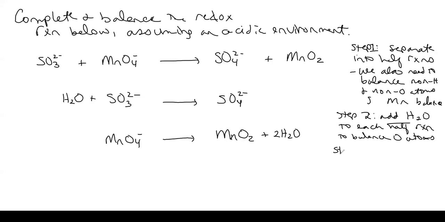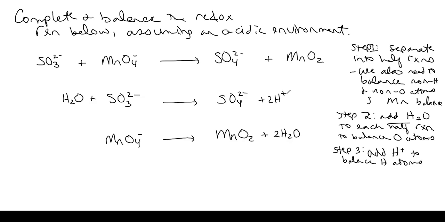So now step 3. We're going to add H plus, because we're in acidic solution, to balance the H atoms in each half reaction. Okay, so now we have added water, so that has actually introduced hydrogen into our equation. We have to balance that. So I'm going to add 2 moles of H plus to the right side of the equation in the product side in the sulfur half reaction.